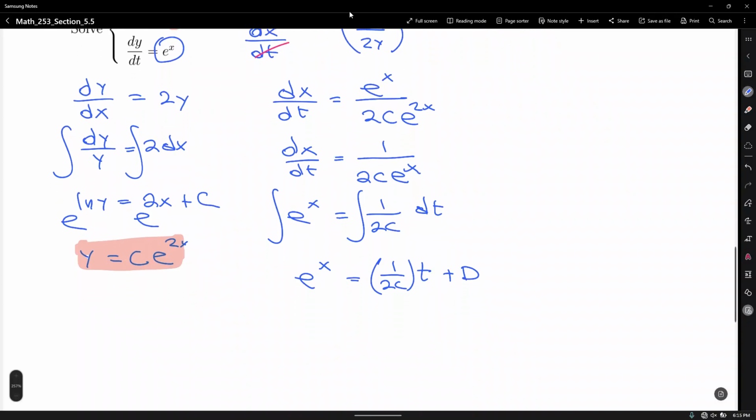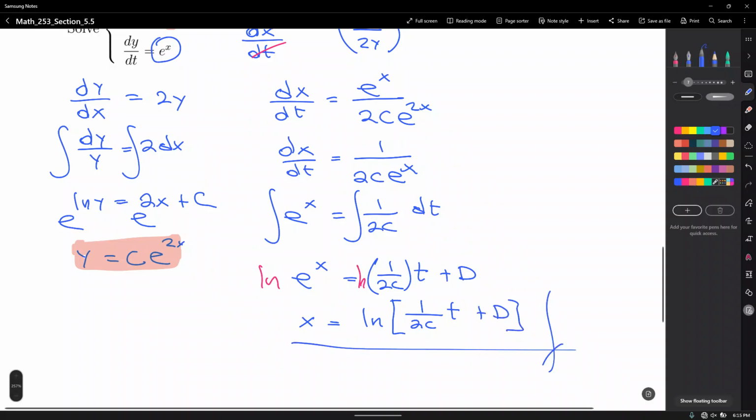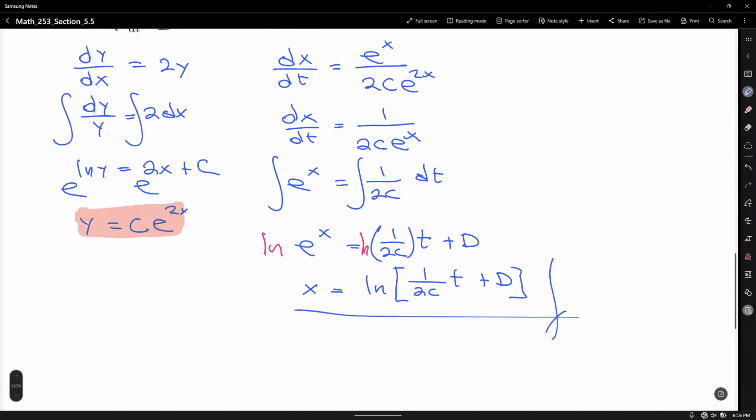You might want to solve for x right here. What do we do to get the x by itself? Take the natural log on both sides. x equals ln of 1 over 2c t plus d. And that is the solution for the x function. What else do we need? Oh, we need the y solution. How do we get the y solution?